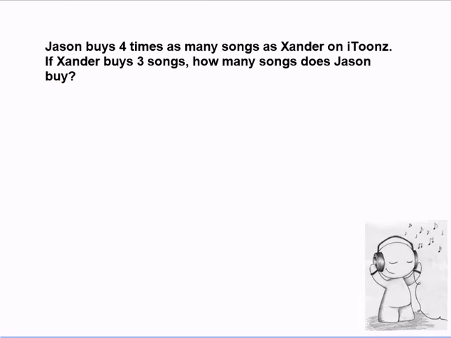Now let's try to look at a word problem. Jason buys 4 times as many songs as Xander on iTunes. If Xander buys 3 songs, how many songs does Jason buy? Well, we know that Jason bought 4 times the number of songs as Xander. So we'll use X for Xander. Jason bought 4 times the number of songs as Xander.